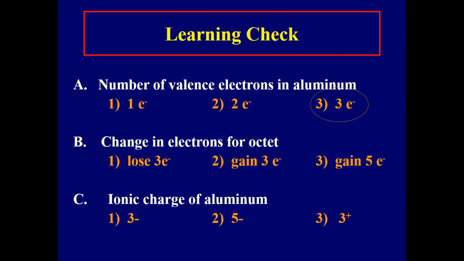The number of valence electrons for aluminum would be 3. The change in electrons for the octet would be to lose those 3, and that makes the ionic charge +3. Since it's getting rid of 3 negative charges, that puts the positives in a higher amount.